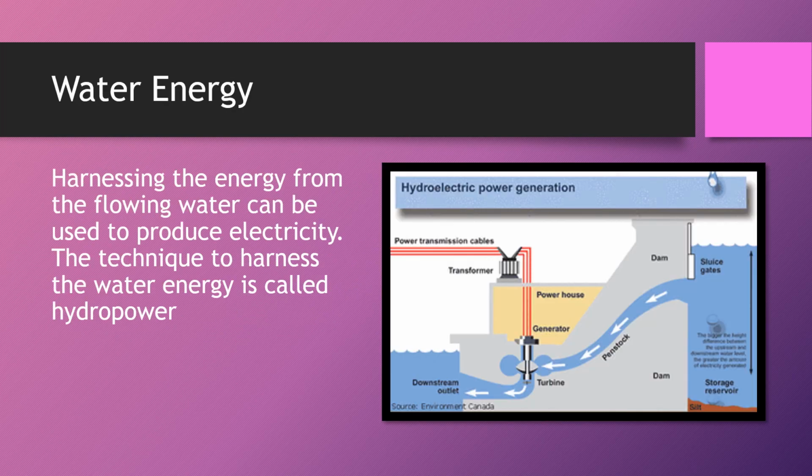Water energy. Harnessing the energy from flowing water can be used to produce electricity. The technique to harness the water energy is called hydropower. Water energy is also called hydroenergy. The adjacent diagram shows how electricity is produced in the hydroelectric power station using this principle.